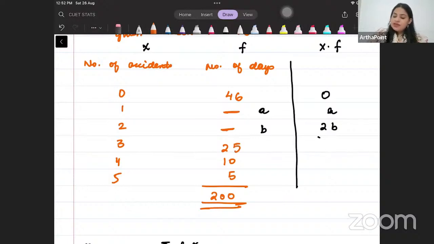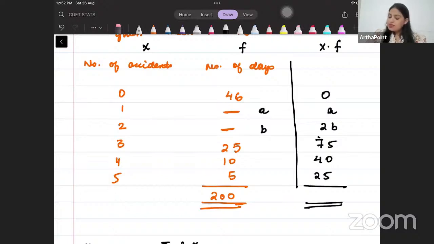25 into 3 will be 75. 10 into 4 will be 40. This will be 25. So summation XF will come down as, beta, how much? 65 plus 75, which means 140, plus A plus 2B.